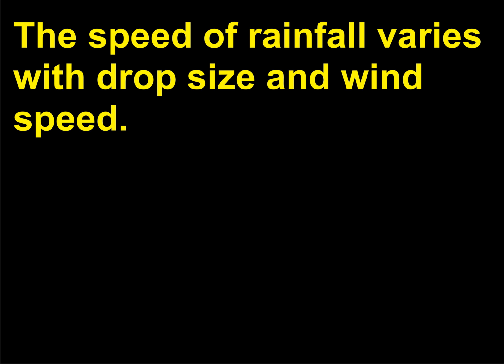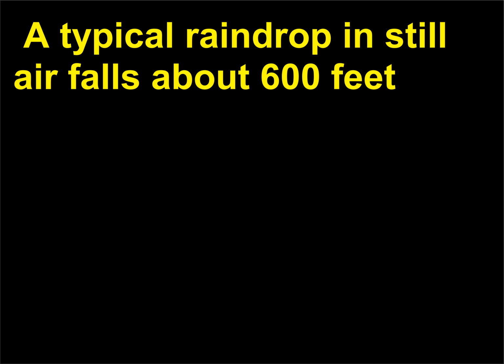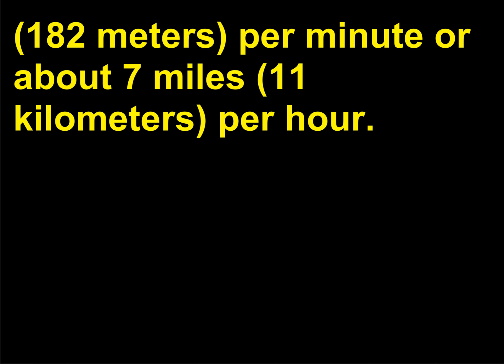The speed of rainfall varies with drop size and wind speed. A typical raindrop in still air falls about 600 feet, 182 meters, per minute or about 7 miles, 11 kilometers, per hour.